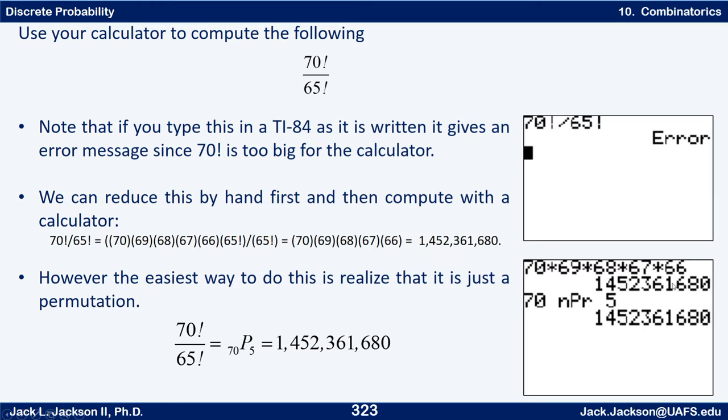which of course we could do, as you see here on the calculator, and get 1,452,361,680. But if you realize that this is a permutation, that's even easier to do. You notice that 70 factorial over 65 factorial is really just 70 permute 5. And so you can do that 70 nPr 5 on a TI-84 and get the exact answer there.